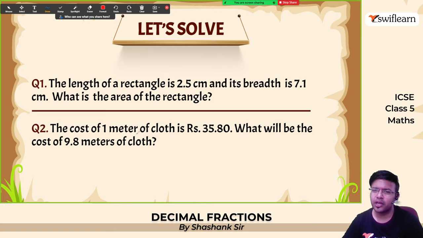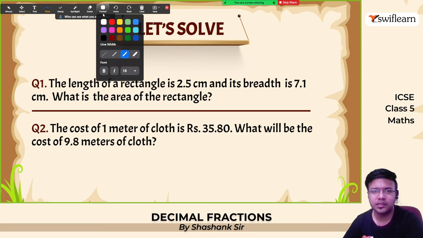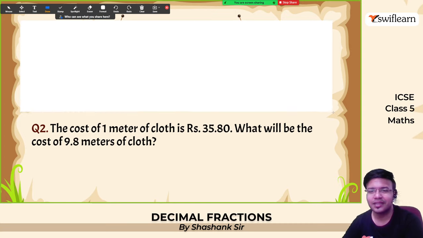The cost of 1 meter of cloth is this many rupees. What will be the cost of this much meter of cloth? So 35.8. Let me write it at the top because I'm getting less space to solve this. 35.80 into 9.8. You can drop the 0 if you want for now, or you can multiply, no problem.